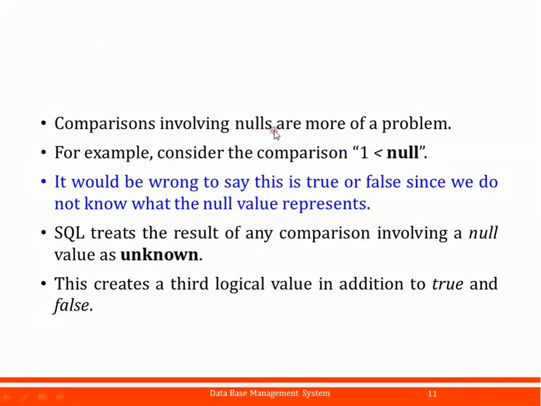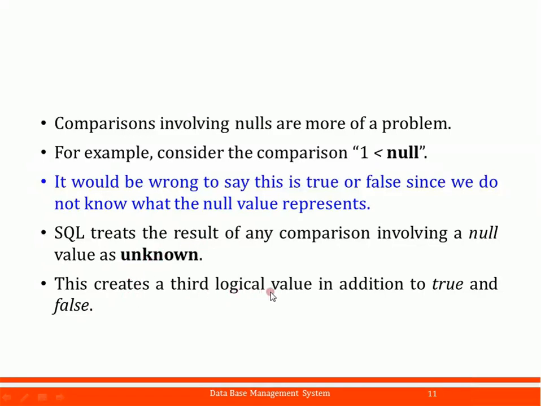Comparisons that involve null are also a problem. If you are going to compare 1 with null, if you check 1 less than null or 1 greater than null, it would be wrong to say either true or false, because we do not know the exact value of null. That is the problem with dealing with null. So SQL treats the result of any comparison that involves a null value as unknown. We do not know exactly what is there, so the result is also unknown.